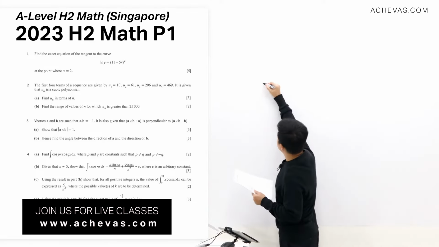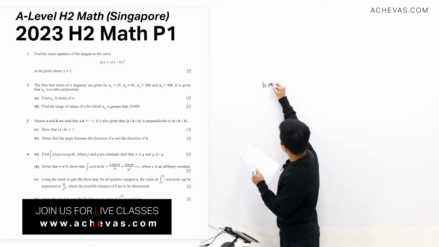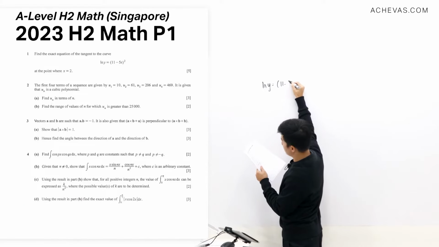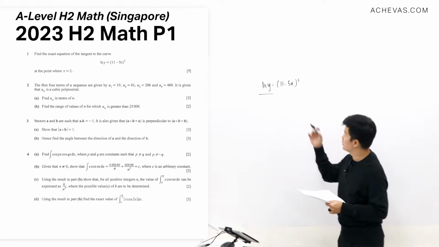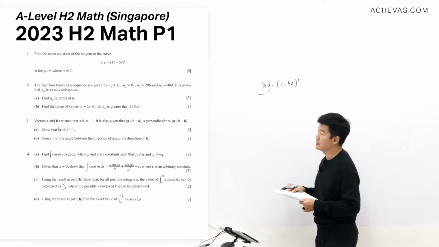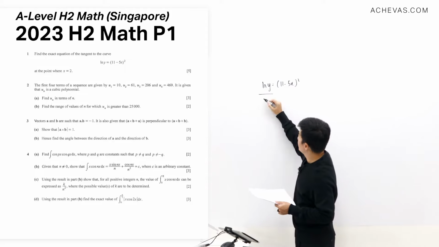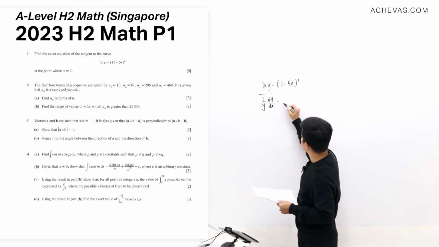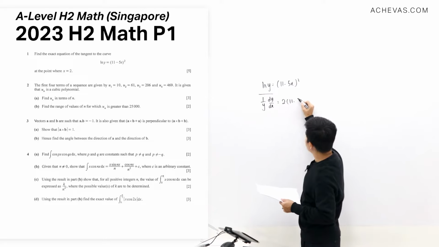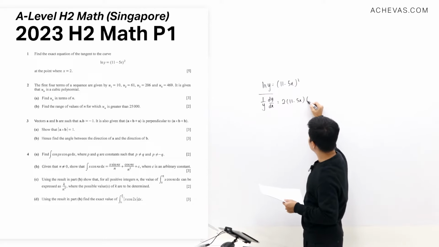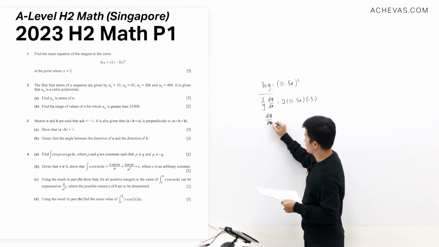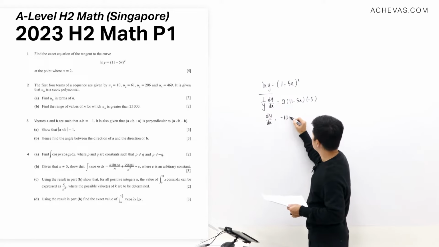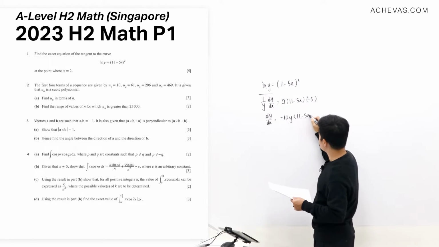So if we are given that the equation of this curve is ln y is equal to 11 minus 5x squared, in order for us to find the gradient, let's try to do an implicit differentiation to get dy/dx. So on the left-hand side, we have 1 over y dy/dx. This is equal to 11 minus 5x to the power of 1 and minus 5. So dy/dx here is going to be equal to negative 10y over 11 minus 5x.